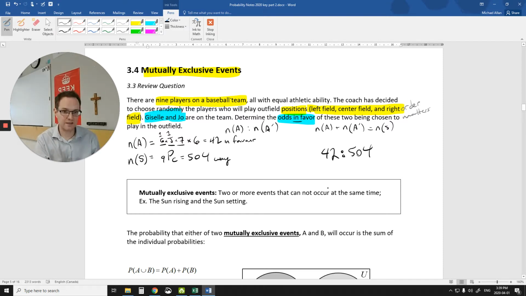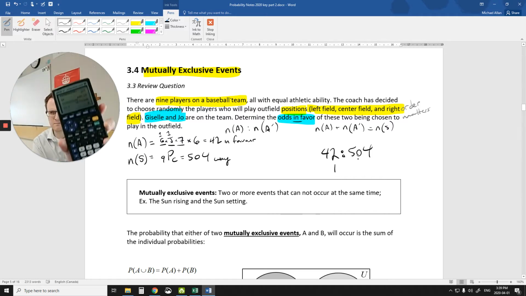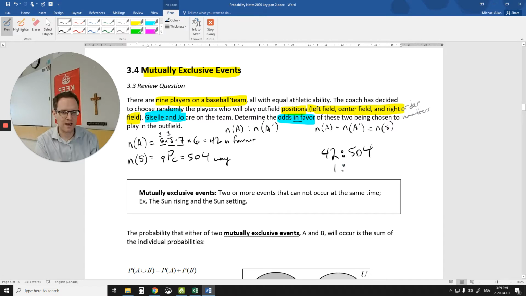So I punch in my calculator, go 42 divided by, I don't know if you can see it, 42 divided by 504, go math, enter. This reduces down to 1 to 12 odds in favor. So it's a 1 in 13 probability. Remember, you can add those together to get the total sample space. So 1 in every 13, Joe and Giselle will be in the outfield somewhere. Okay.